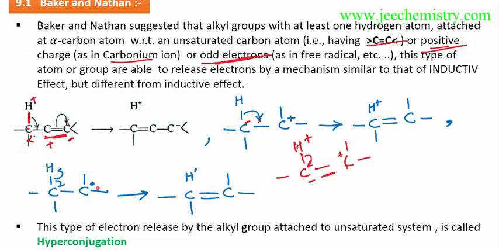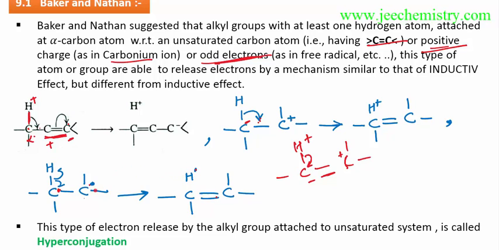If a radical is there, then one bond is breaking homolytically. One electron goes to the hydrogen, one electron goes to the carbon. This carbon will get one electron, and this one electron will form a bond. Now this is a bond, and hydrogen becomes a free radical.